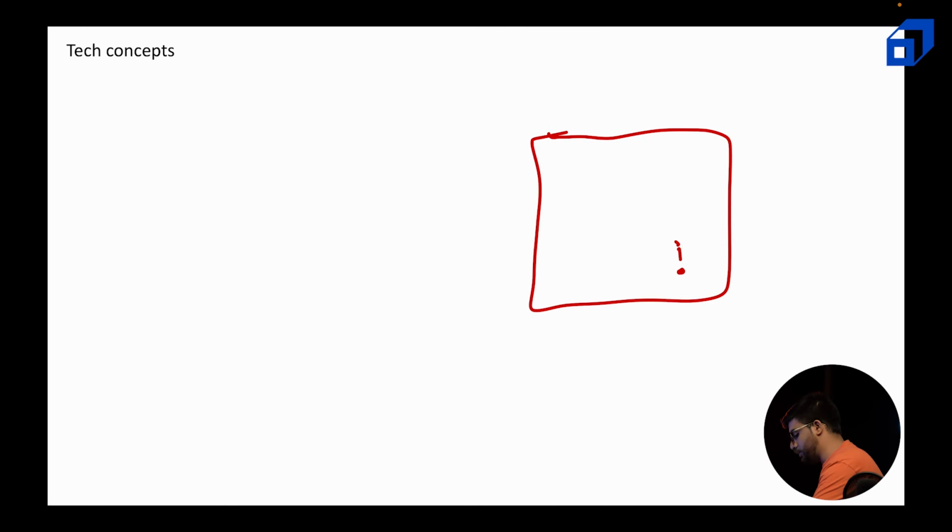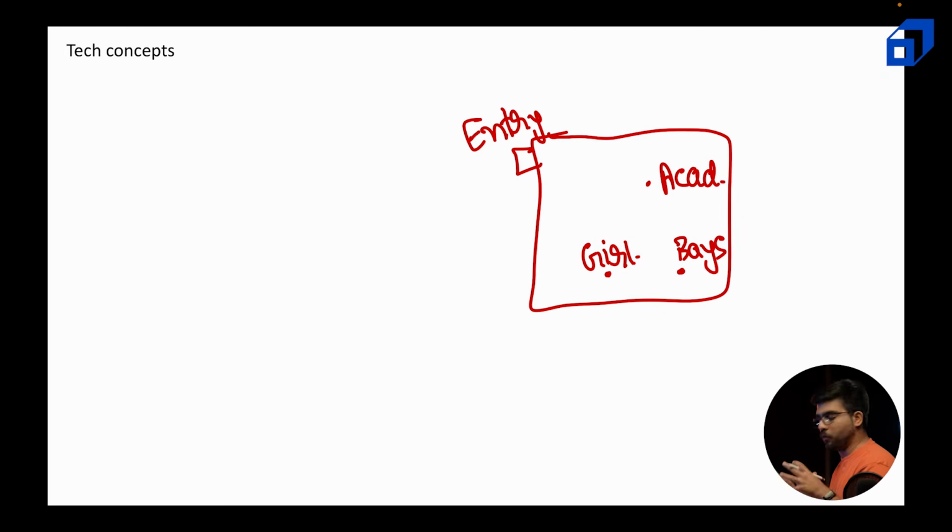There was boys hostel over here. There was girls hostel somewhere here. This was the main entry gate. And this was the academics block. Now at each of these 4 locations, there were preferred access points given.